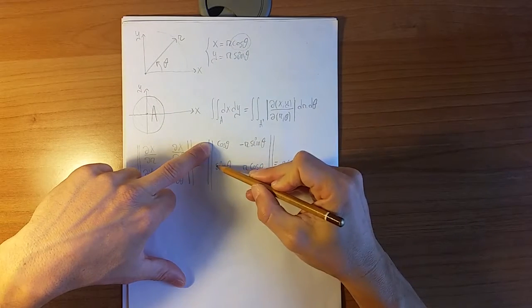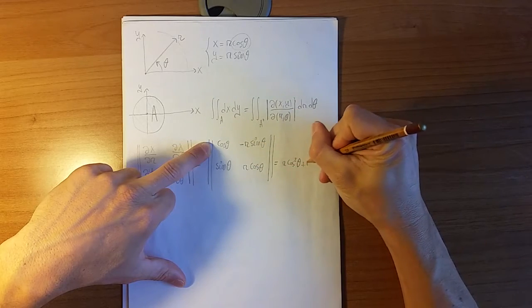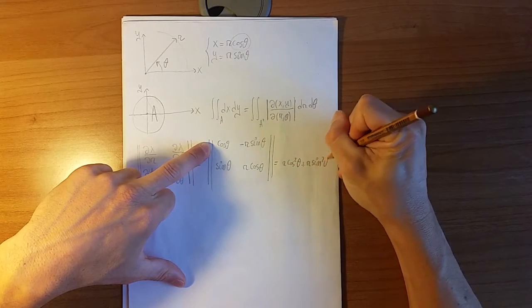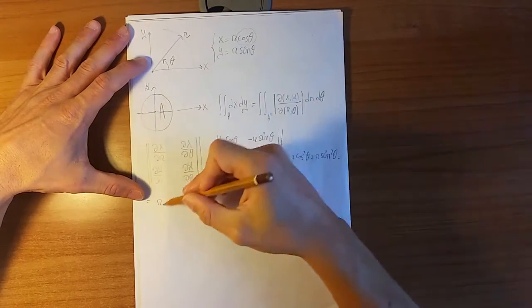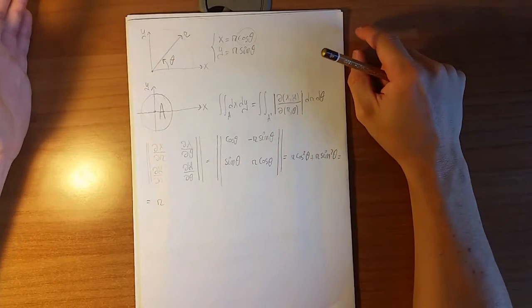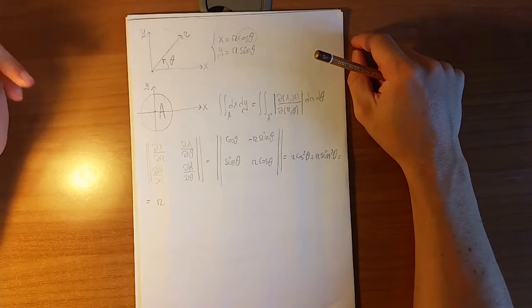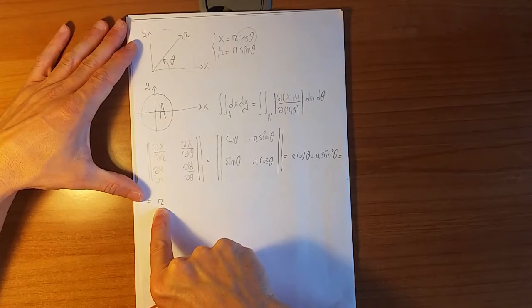And then we have minus, so it's plus r times sine squared theta, plus r sine squared theta. And this is equal to r times cosine squared theta plus sine squared theta, but cosine squared plus sine squared is obviously equal to 1. That's a very simple trigonometric identity. So we get r. We don't need to take the absolute value.